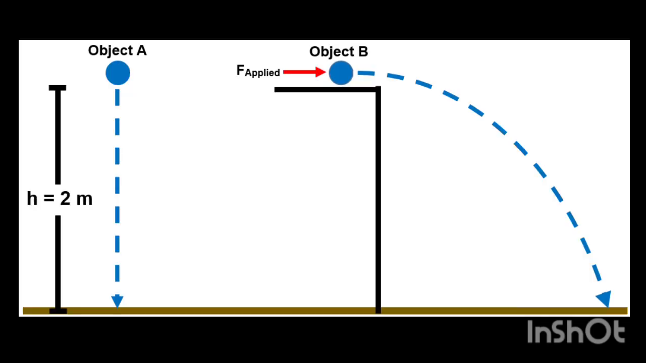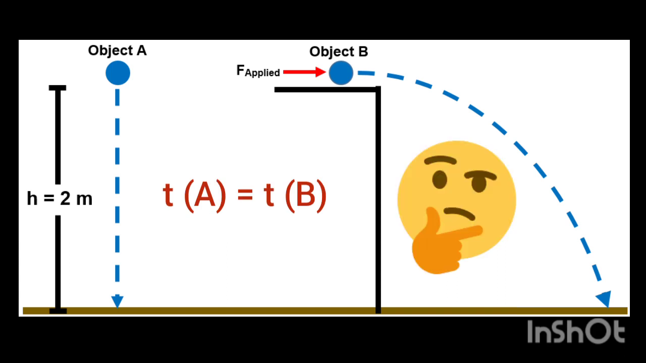Which will fall faster? Object A dropped directly from a height of 2 meters, or Object B, identical to Object A, that is flicked from the table of the same height. The answer to this is neither of the two, because they fall at the same time.